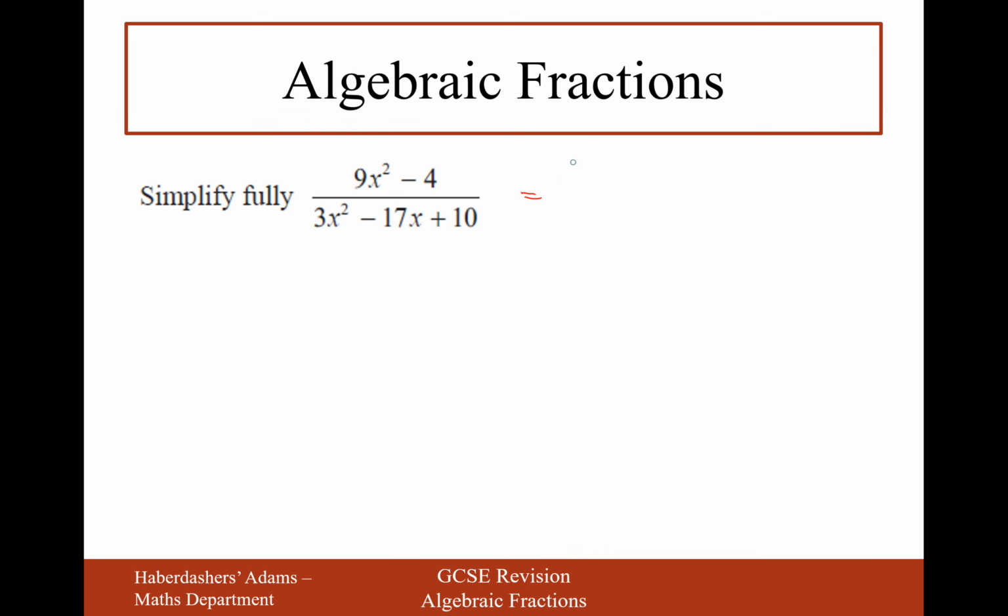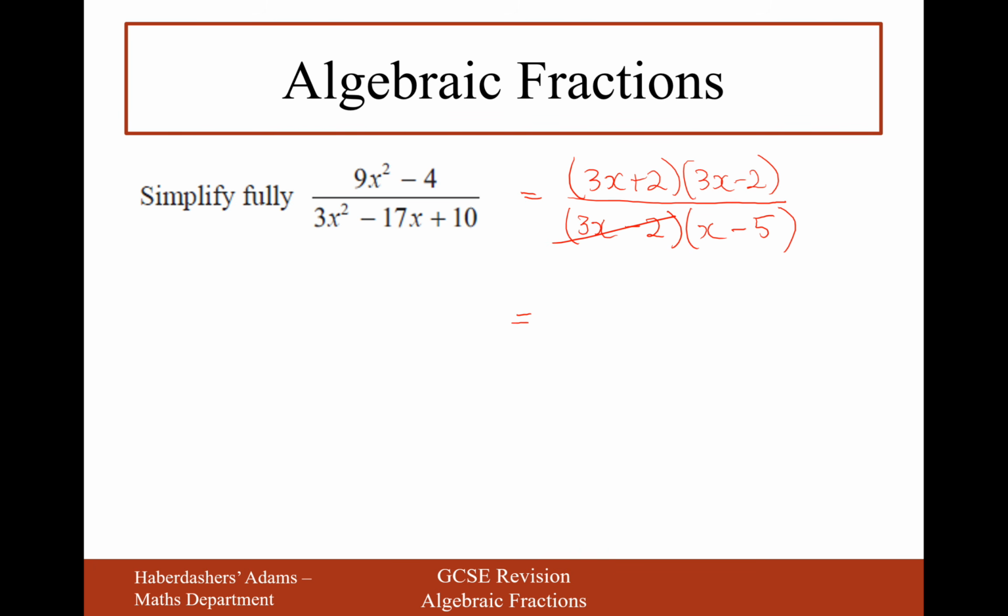Okay, so for the numerator, it's going to be 3x plus 2, 3x minus 2. And on the denominator, it's going to be a 3x and an x. And it's making plus 10 when you multiply and minus 17 when you expand the x's. So it's probably going to be minus 2 and minus 5. Let's check to see if that works. It'll be minus 15 and minus 2. That'll make minus 17. Lovely.